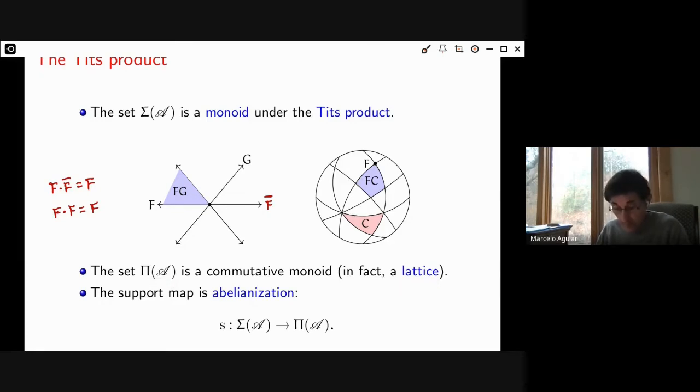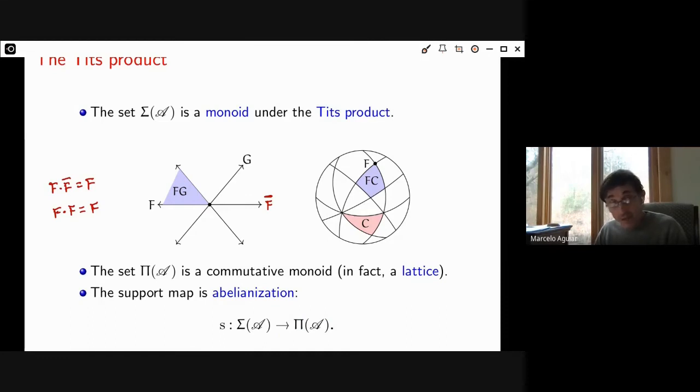And if you do that, then the support map transforms the Tits product into the join. So the support map is a morphism of monoids. It turns the Tits product into the join of this lattice. In fact, it can be checked that the support map is precisely a Booleanization of this monoid. So this monoid of faces, one way of understanding it is one can view it as a non-commutative version of the lattice of flats. Okay?